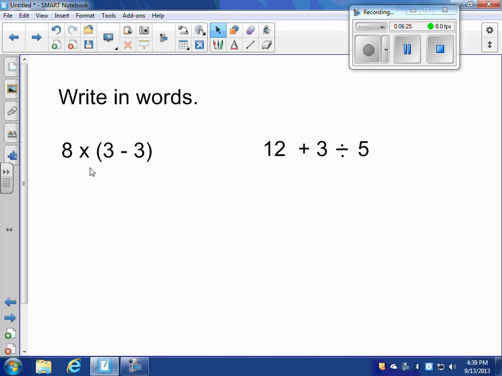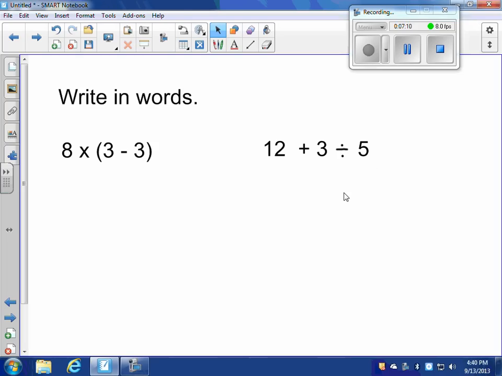For this first expression, you should have written 8 times the difference of 3 and 3, or something like that. You cannot have 8 times 3 minus 3, because that would be a totally different problem. That would tell me the problem was 8 times 3 minus 3, and that would mean we would have to multiply 8 times 3 first. This problem wants us to do 3 minus 3 first. So 8 times the difference of 3 minus 3.